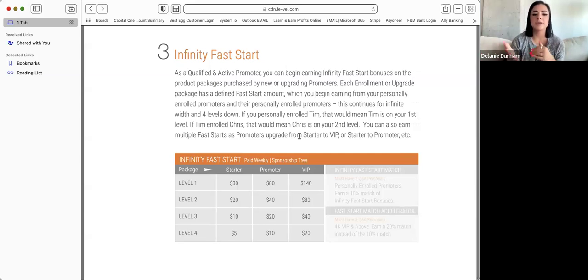Because how you sign them up is how they're going to sign people up. And as you can see here, you're making a commission when you sign them, but you're also making a commission when they sign somebody, and when they sign somebody, and when they sign somebody. So again, that example with Amanda.